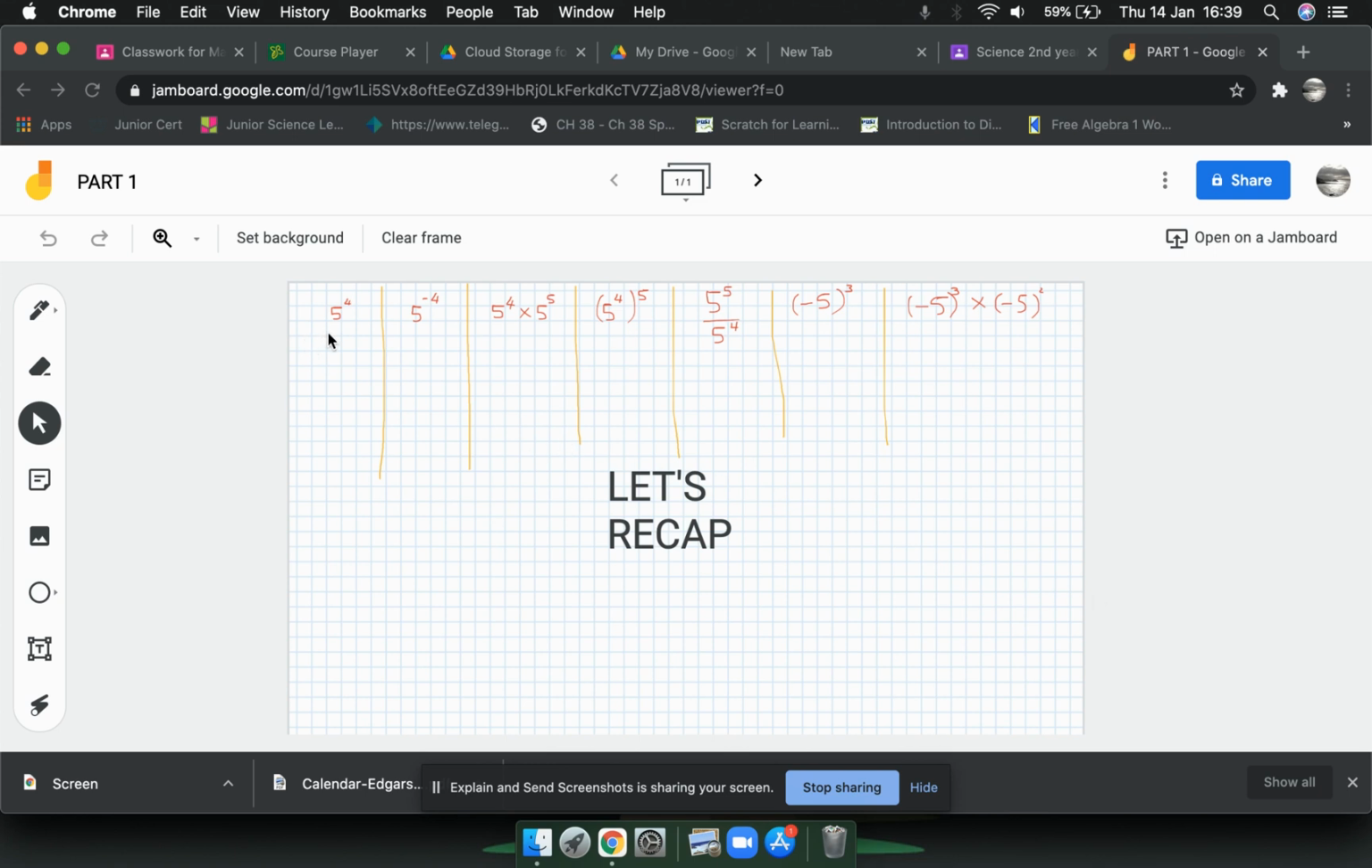And what it might ask us to do is something like, let's expand and then simplify. So if I had 5 to the power 4, how do I expand it and then simplify it? Well, what I would have here would be 5 times 5 times 5 times 5. In other words, what I have there in front of me is the number multiplied by itself, and we'll end up with four fives multiplied together.